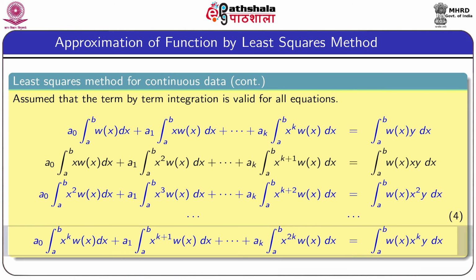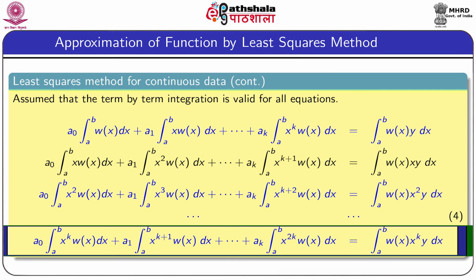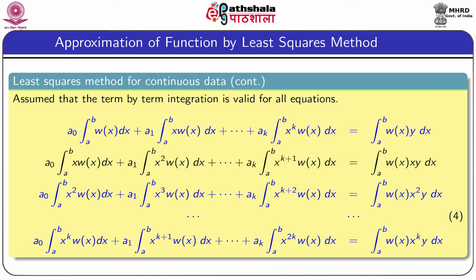The last equation is a0 integration from a to b of x to the power k w(x) dx plus a1 integration from a to b of x to the power k plus 1 into w(x) dx plus ... plus ak integration from a to b of x to the power 2k into w(x) dx equal to integration from a to b of w(x) into x to the power k into y dx.